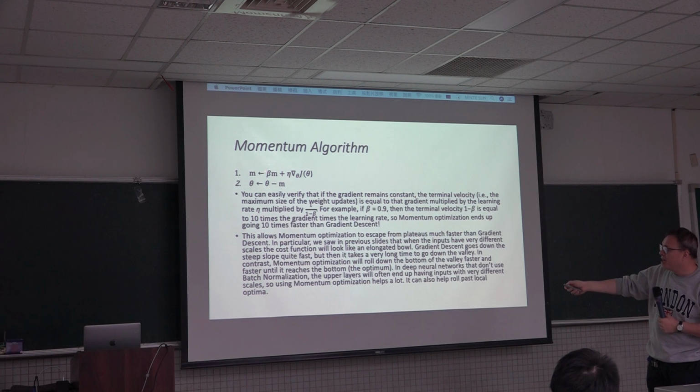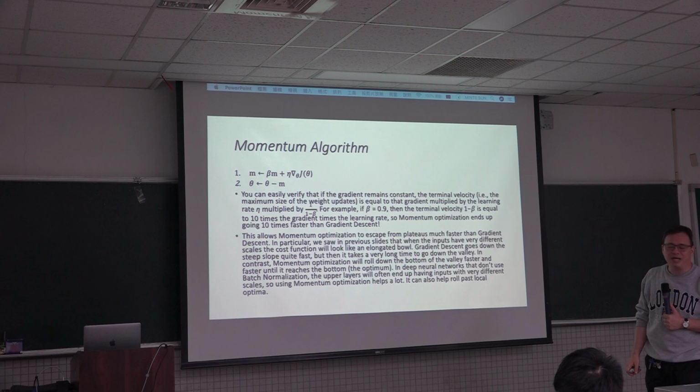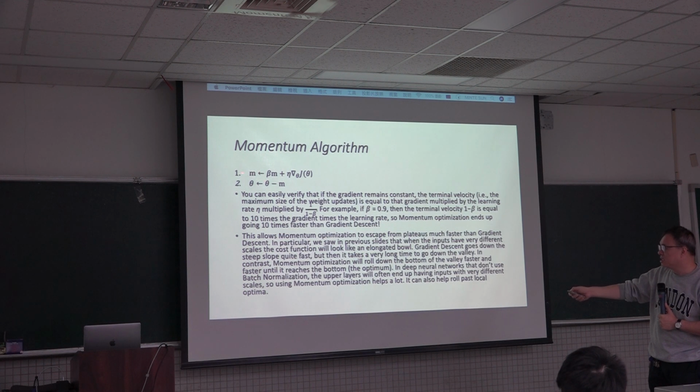Plus the beta n. If beta is 1, then you keep increasing the speed. But of course here, as I said, we set beta to be 0.9, or something close to 1. So n is still going to increase unless you have a negative momentum. Otherwise n is going to be very easy to increase. So theta is going to be theta minus n.